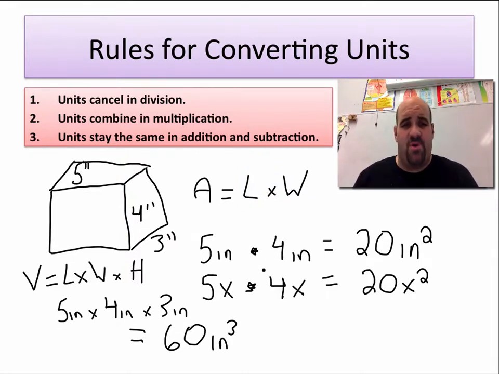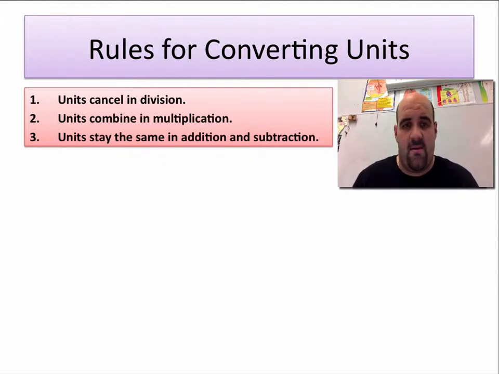So units combine in multiplication. You basically add up the exponents. In division, they cancel. And what happens to units in division and subtraction? Let's look at that.